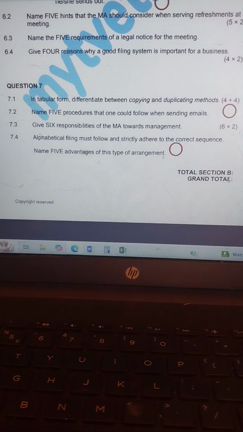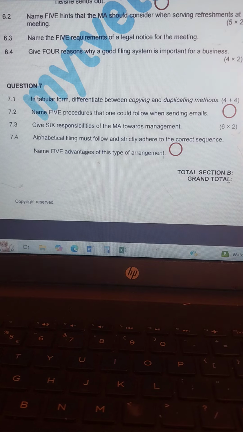Let me repeat them again. Number 1, type in the email address of the person to whom you wish to send a message. Number 2, the message or text can now be typed into the relevant window. Number 3, one may attach any files on a computer. Number 4, the computer is then instructed to transmit the message. Number 5, the message and reply can be printed or stored. That is 7.2.